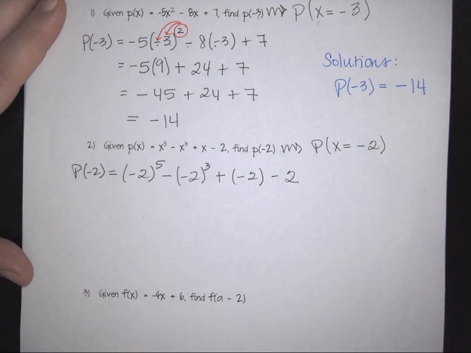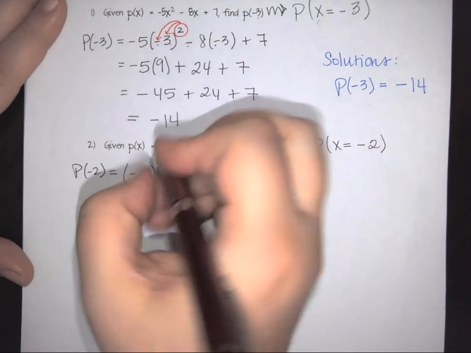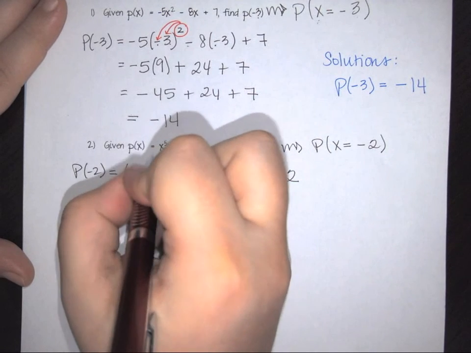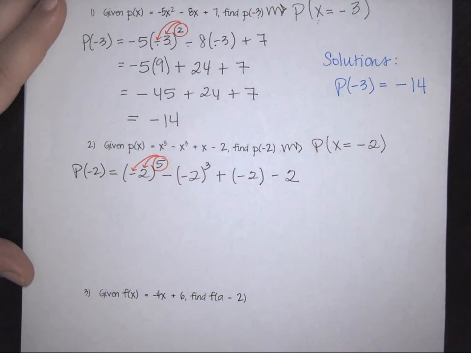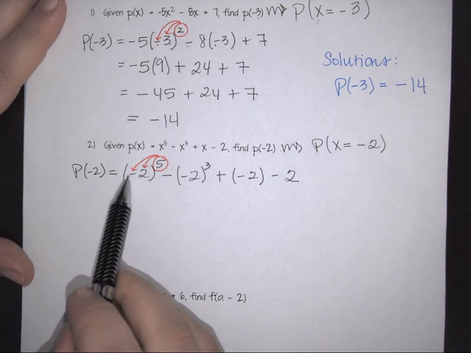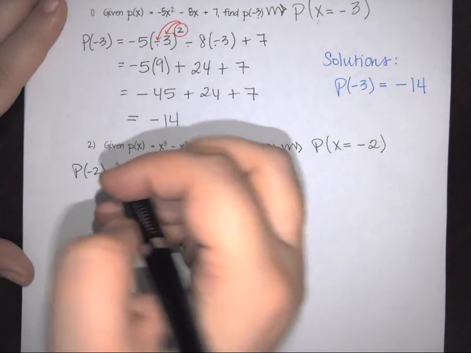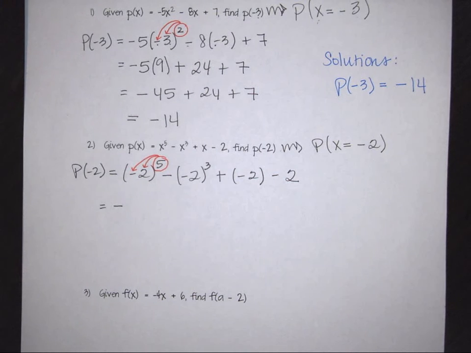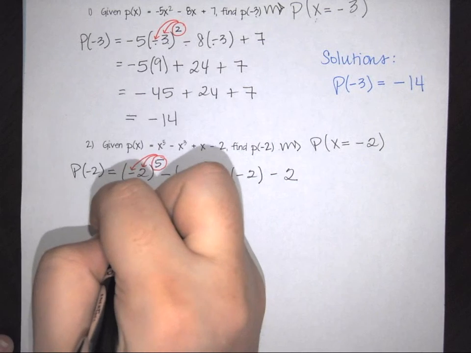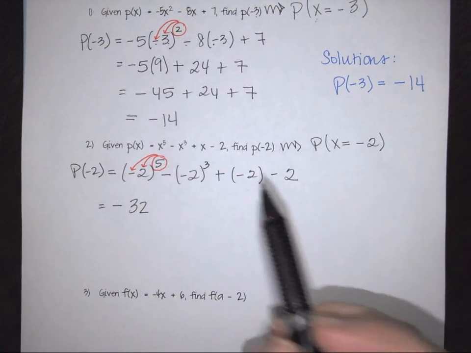So just like before, we have to look at our power. So here, this is my power of 5. It's going to apply to the 2 and to the negative sign. Remember, negative taken to an odd power leaves a negative behind, so this is negative. And then I have 2 to the 5th, which gives me 32 as a result, so this is negative 32.